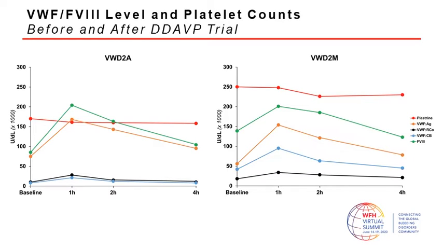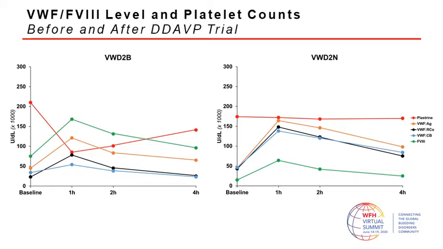What about the type 2A? We have, of course, correction of the antigen and the factor VIII, but no correction of the collagen binding and of the ristocetin cofactor. On the other hand, in type 2M, on this slide, we have patients with no correction of ristocetin cofactor, but we have some correction of collagen binding and of antigen and the factor VIII, without any difference in platelet count.